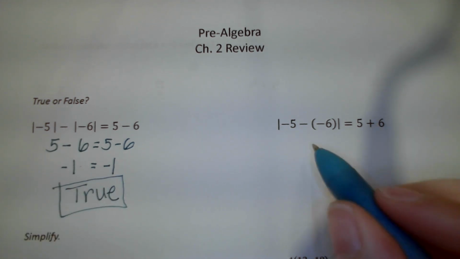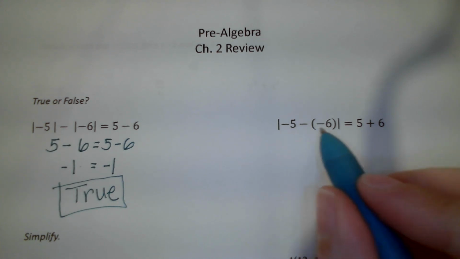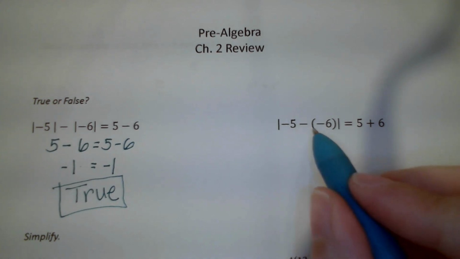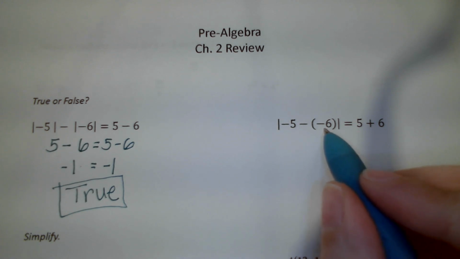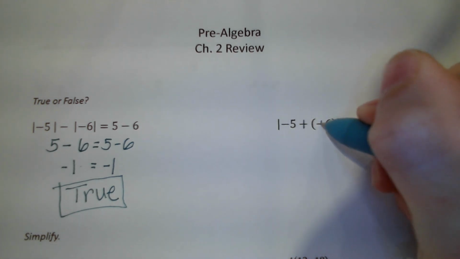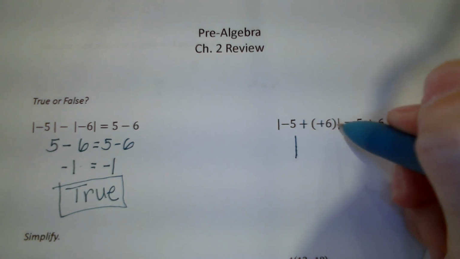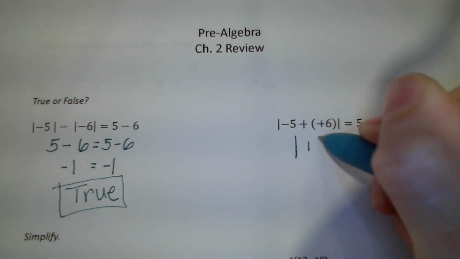Now in our next example, we have absolute value again, but this time it's on the outside of both terms, and we are subtracting a negative. There is no absolute value around the negative. So this time it is going to cancel out, and we're going to get -5 plus 6 is +1.